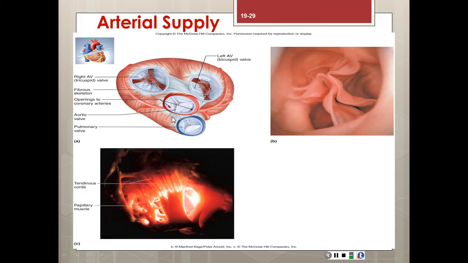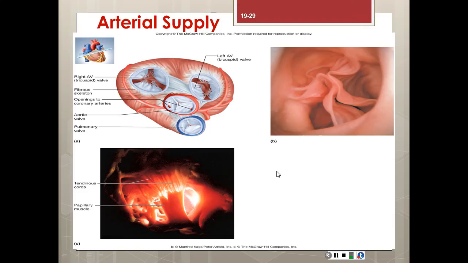And their openings lie right deep there in the pockets, and they form two of the aortic valve cusps. So you see right here in the cusps, those are those little holes, not really holes, but they're little openings in the cusp where blood will flow through to the left and right coronary arteries, just to supply the heart with blood.